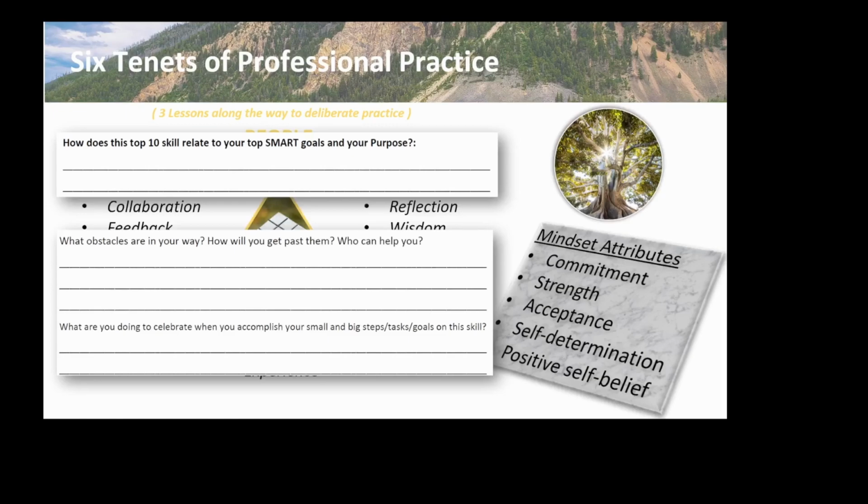And remember that in order to achieve any of this, you're going to need to have some specific attributes in your mindset. Things about commitment, strength, acceptance, self determination, positive self belief. So you may actually want to find ways to embed those 5 words: commitment, strength, acceptance, self determination, positive self belief, in your written statements in this exercise.